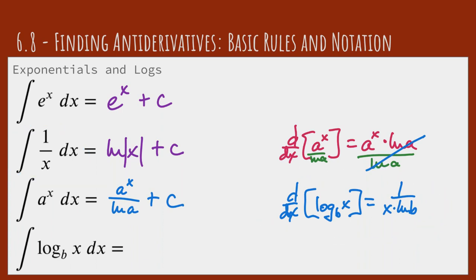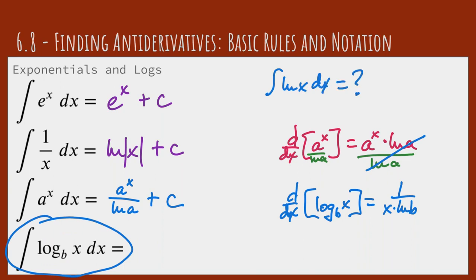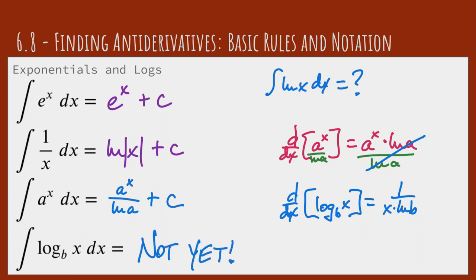I also want to point out, like I talked about with the tangent function, this is one that we cannot do with the tools that we have right now. We can't say, what do we take the derivative of to get a log? We actually can't do that with the natural log either. We don't know what the antiderivative of the natural log of x is using the tools that we have right now. So again, I'm going to put not yet. So the ones that you need to be familiar with are going to be these right here.